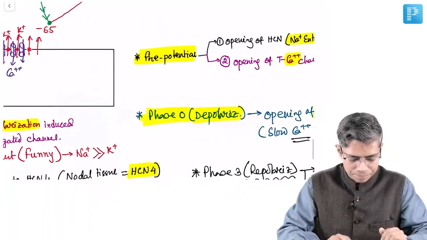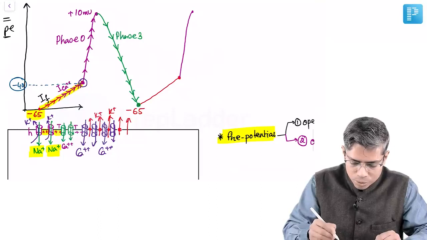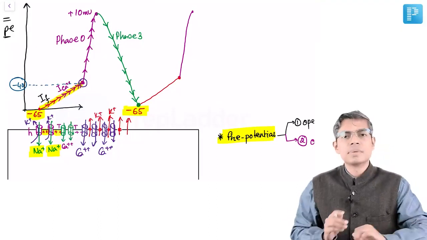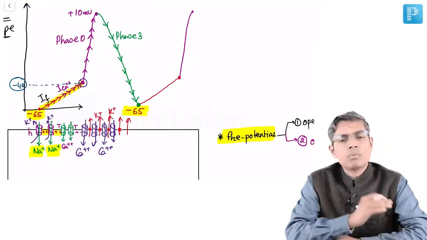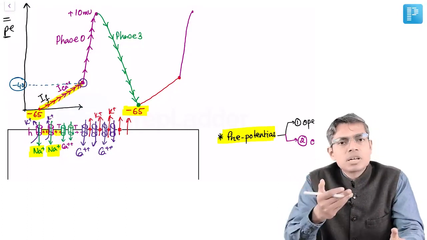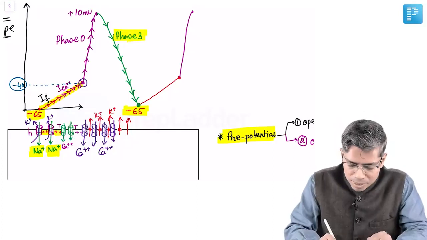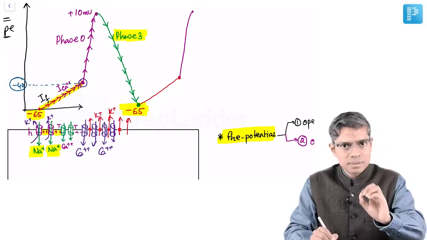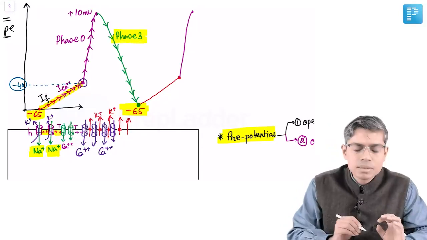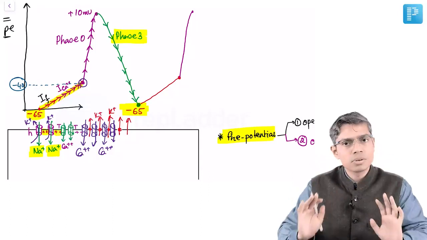Now note down: whenever the membrane voltage is returning to minus 65 millivolt, what will happen to the potassium channels which are already open in phase 3? Very simple question. When the membrane voltage is returning to minus 65 millivolt, what will happen to these potassium channels which are open in phase 3? Obviously, they are also going to be closed.